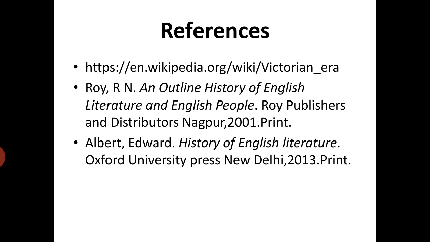Finally, we have references like this: Roy Oren, An Outline History of English Literature and English People, Roy Publishers and Distributors, Nagpur, 2001. Albert Edward, History of English Literature, Oxford University Press, New Delhi, 2013.